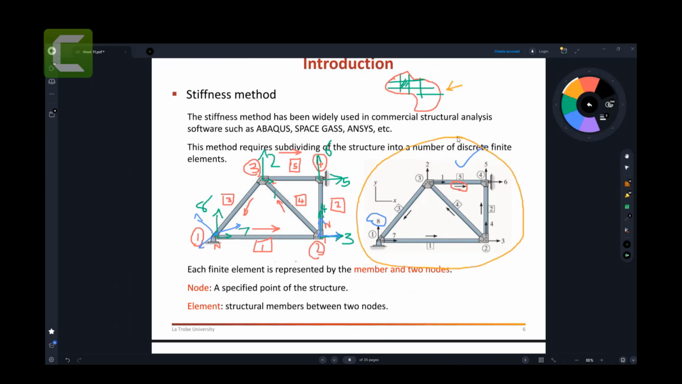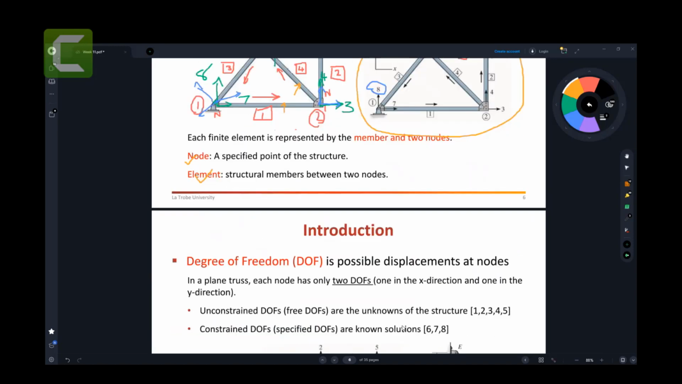In your exams, in your assignment questions, whatever you're going to look at, we're not going to ask you to model it. But you need to understand what those numbers and those arrows represent. We will give you this information, but you need to extract that information by yourself. So I think we discussed the node, and we discussed the element. Element, that is the member.